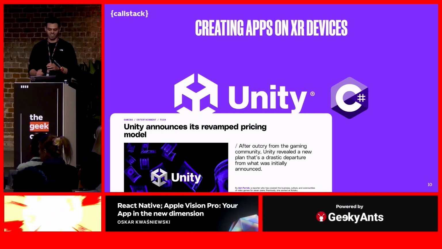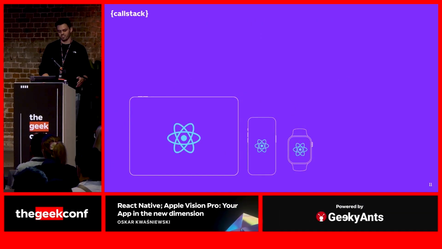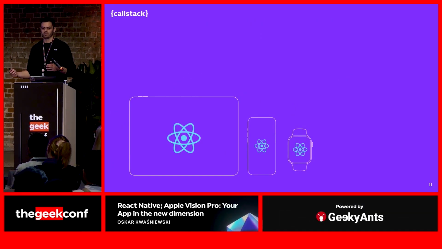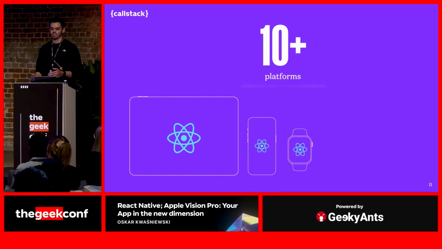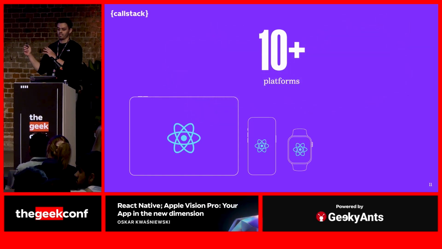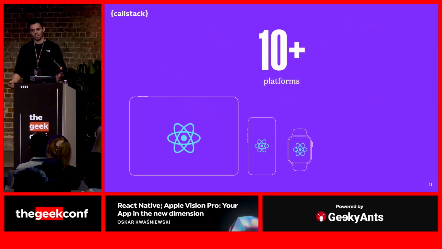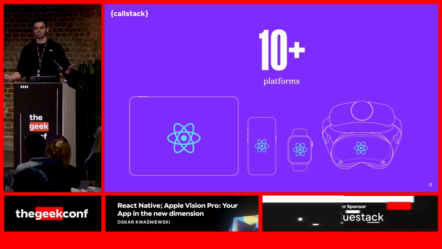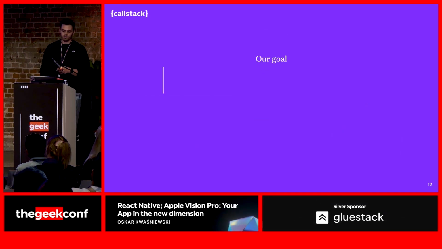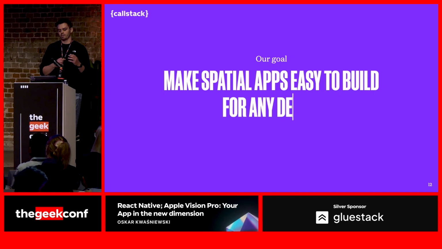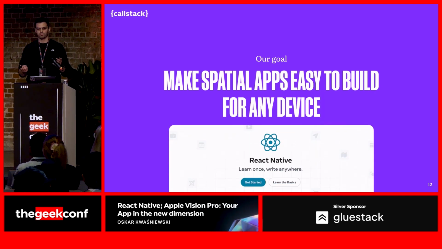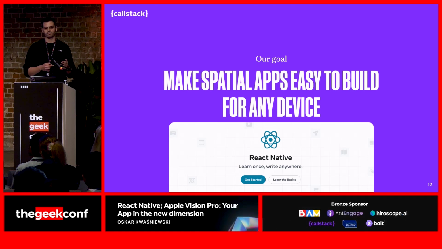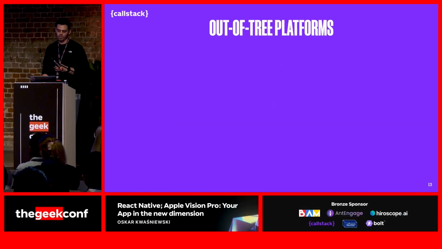Okay, great. But in contrast to Unity, React is a universal app building library. And thanks to React Native, it allows you to ship your code to 10+ platforms. So adding XR devices to the list makes a lot of sense. Our goal is to make spatial apps easy to build for any device. And that's what React is all about with its Learn Once, Write Anywhere slogan.